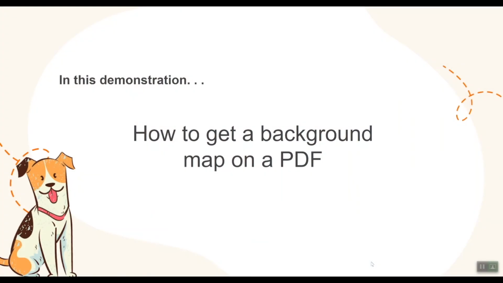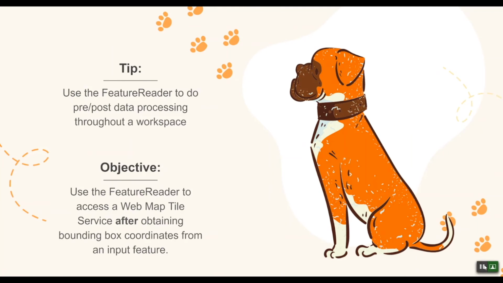So after talking with Otis, I think we're going to leave the tips and tricks to FME. So our tip is how to use the feature reader for pre- or post-processing data throughout a workspace. This is also included for the feature writer.